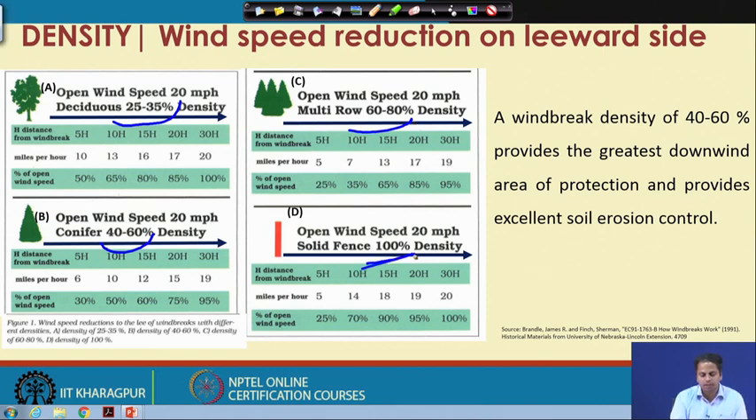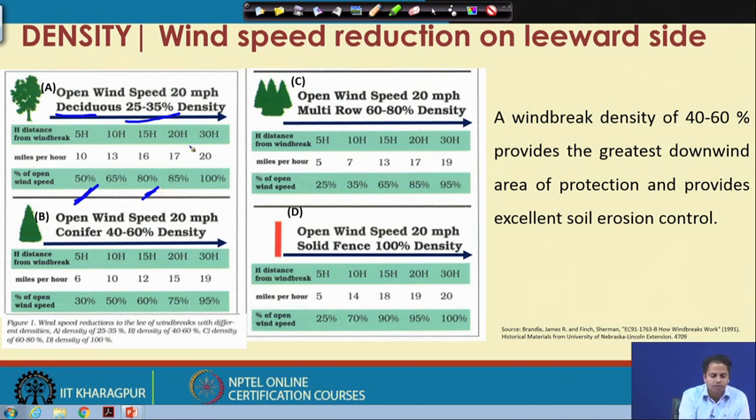So, let us say there is 100% density. So, what is the effect on wind speed reduction? Let us see that. In the first case, when we are placing deciduous trees with 25 to 35% density, we can see at a distance of 5 H around 50% reduction is observed, whereas at a distance of 15 H the winds are 80%, meaning 20% reduction is observed.